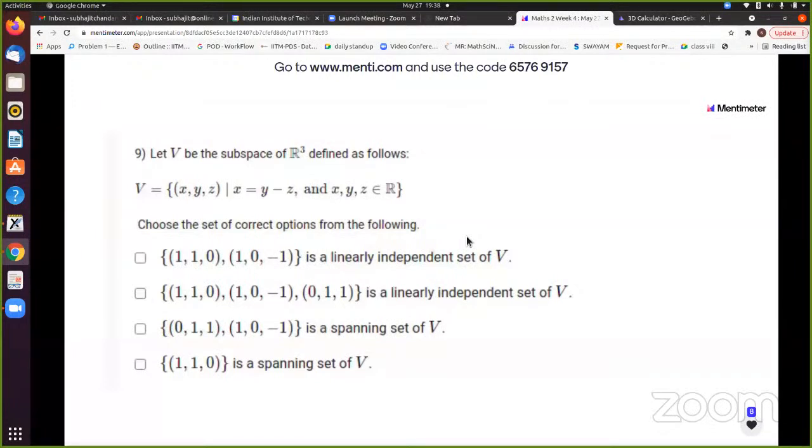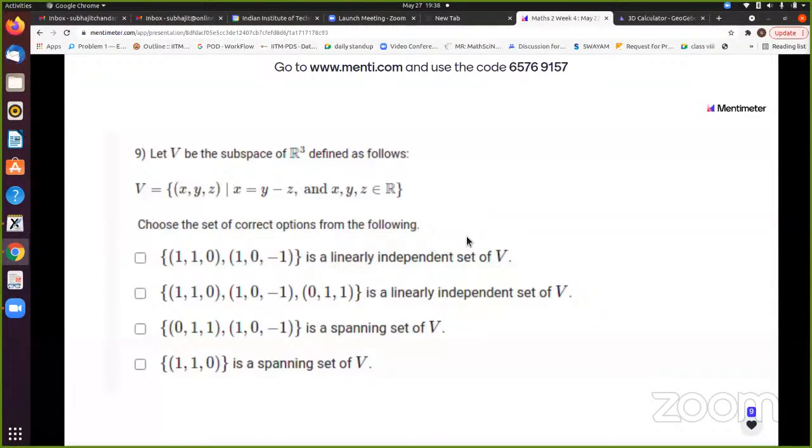Now, for the first option, again you have to check whether this set is linearly independent or not. When we have 4 vectors, as in option 4, then it should surely be dependent. But now there are 2 vectors. When we have 2 vectors, if one vector is a scalar multiple of the other, then it is linearly dependent. Otherwise, it is linearly independent.